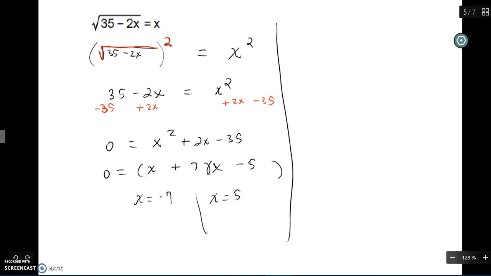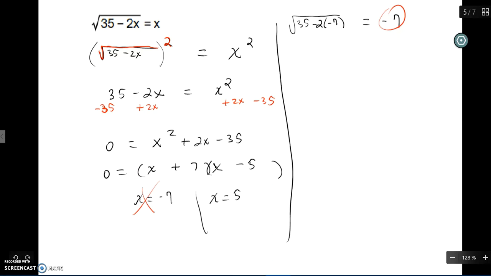Now if you plug in negative 7, you can tell right away that won't work, because what would happen is this. I'd have the square root of 35 minus 2 times negative 7 is equal to negative 7. Well, right away I know that if I'm taking the square root of something, it can't be negative. The square root symbol, in fact, is for the positive, the principal square root. So no matter what ends up under that radical, when I take the square root of it, I can't get a negative. So we eliminate that option. So we know x equals negative 7 is not part of the solution.